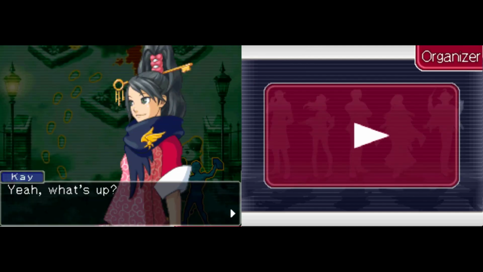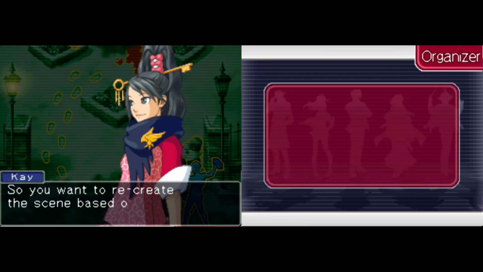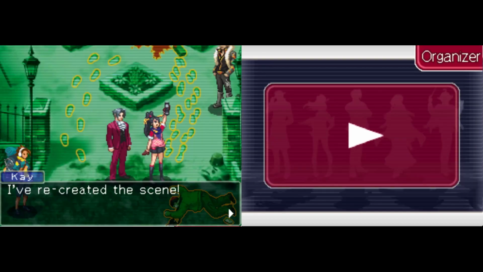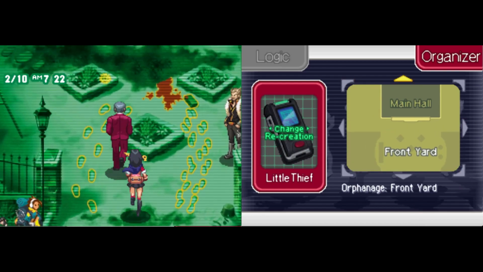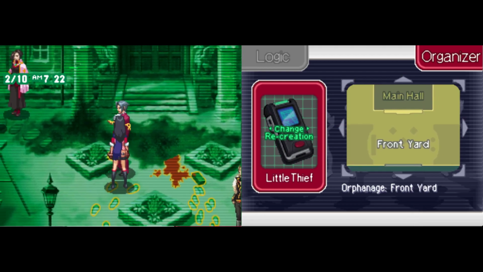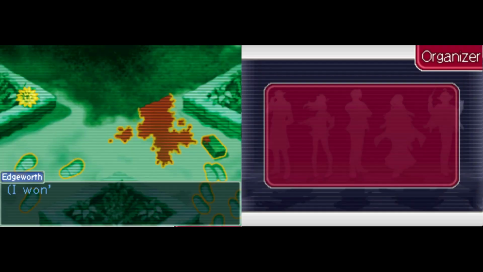So you want to recreate the scene based on the police investigation data? This is the time the body was discovered, when the police were investigating the scene. I've recreated the scene. Okay, so now this is where he died. And I'm not certain this flower was highlighted before.